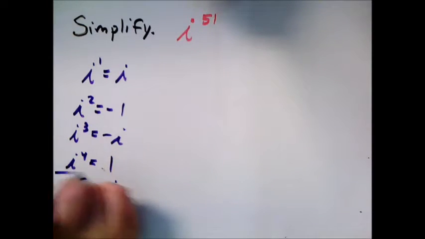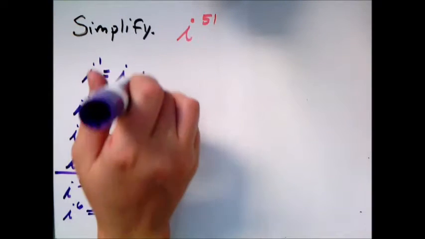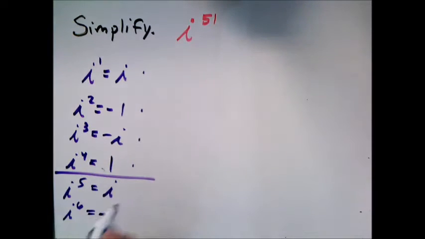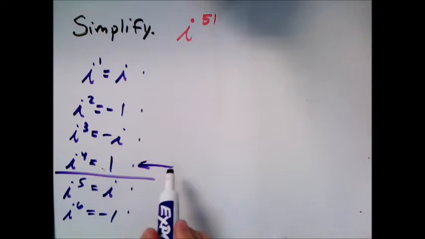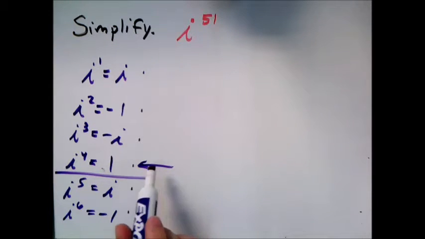Notice it seems to be repeating this pattern every 4. i, -1, negative i, 1. i, -1, negative i, and 1 again. So we can use this to our advantage and think, okay, every time I get, say, i to the fourth, or i to the eighth, or i to the 12th, something that's divisible by 4 for my exponent, I know that it all cancels and just gives me 1.